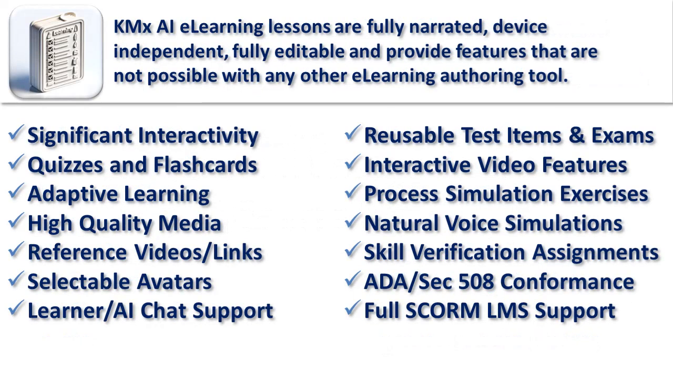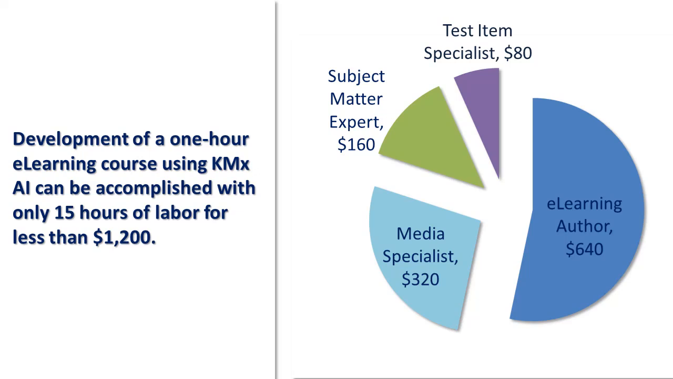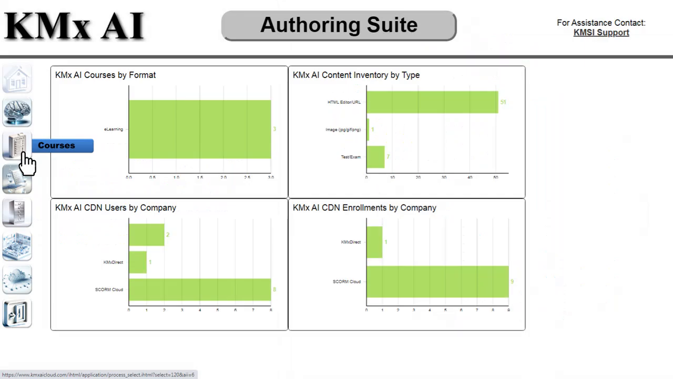KMx AI eLearning lessons are fully narrated, device-independent, fully editable and provide features that are not possible with any other eLearning authoring tool. On average, development of a 1-hour course, using the leading eLearning authoring tool, requires 150 hours of labor at a cost of $12,000. Development of a 1-hour eLearning course using KMx AI can be accomplished with only 15 hours of labor for less than $1,200.